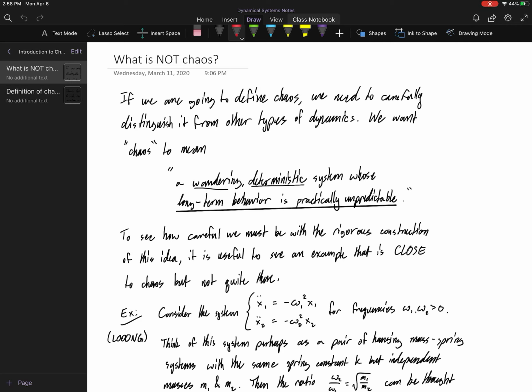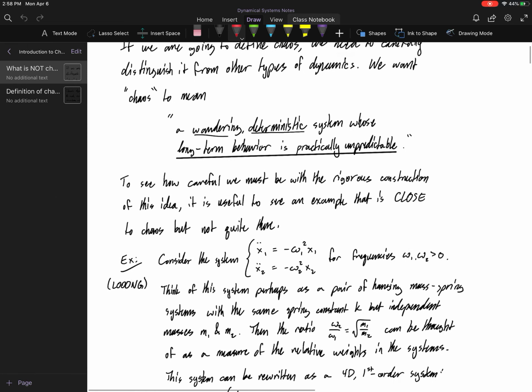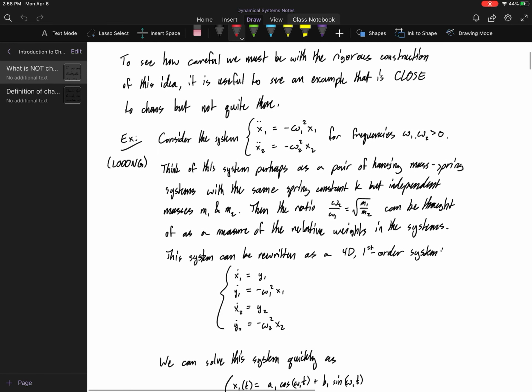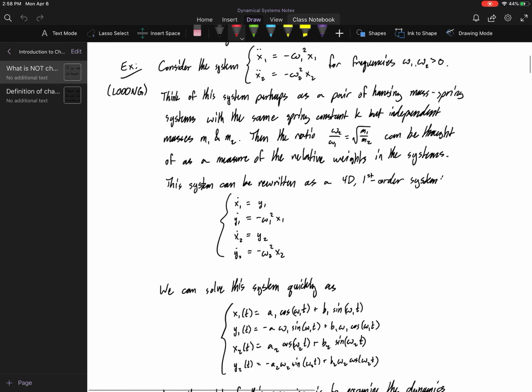So, to see how careful we have to be with our construction of chaos, we're going to go through an example of something that is very close to chaotic behavior, but is not quite there. And it's a kind of dynamics that we haven't really discussed yet. So it's worth diving in and making sure we make the distinction between what the dynamics we've seen so far is and what we would like to make sure chaos resembles.